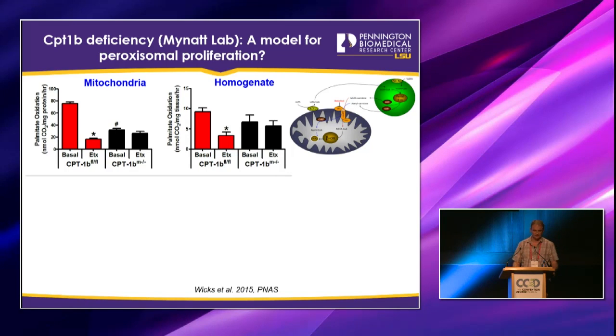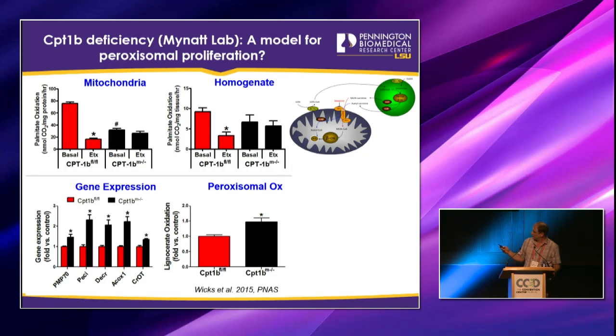So we looked at markers of peroxisomal adaptations in these animals. And as you can see, we saw several genes of peroxisomal function increased. And then we also measured lignoceric acid oxidation. And the reason that this is important is because lignoceric acid is a 24-carbon, very long-chain fat. And mitochondria are incapable of processing lipid species that are 22 carbons and above. In fact, a peroxisome has to do that.